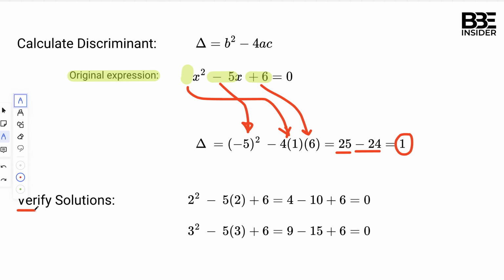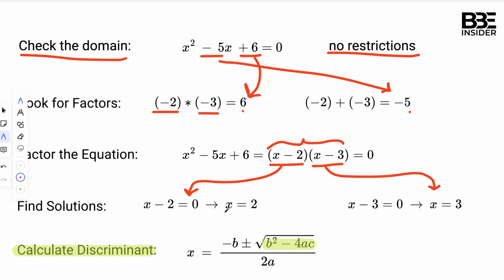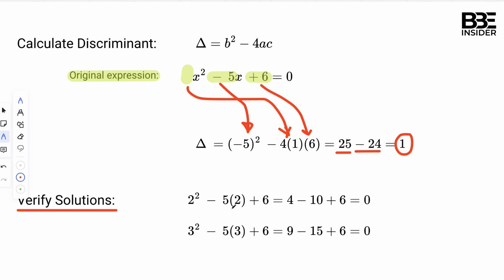Finally, let's verify our solutions. From before, we note that x equals 2 and the other x equals 3. For x equals 2, we have the following expression: 4 minus 10 plus 6 equals 0. This perfectly checks out, therefore this part is true. For x equals 3, we have 9 minus 15 plus 6, which also perfectly checks out, meaning both are correct.